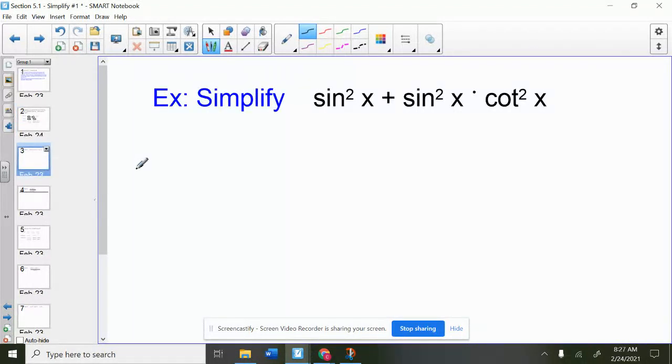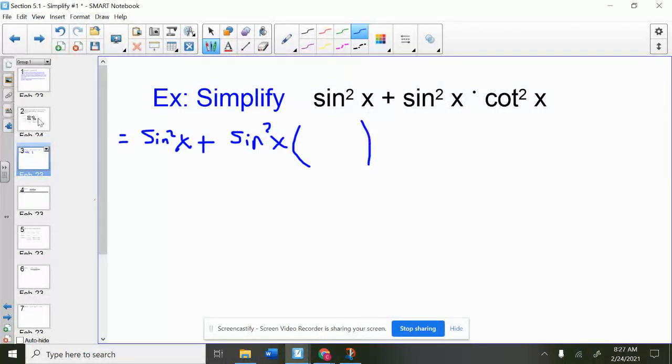So I have sine squared plus sine squared times cotangent squared. There's a couple of ways I can do this one. But let's talk about that strategy that we were just discussing. So what I'm going to do is start rewriting this, and I'm going to rewrite everything in terms of sines and cosines. So let's talk about what we do. If you see a sine or a cosine, you rewrite it. So I see sine squared, I'm going to rewrite sine squared. Then plus, I see another sine squared, I'm going to rewrite that. That's times cotangent. I'm going to rewrite that in terms of sines and cosines.